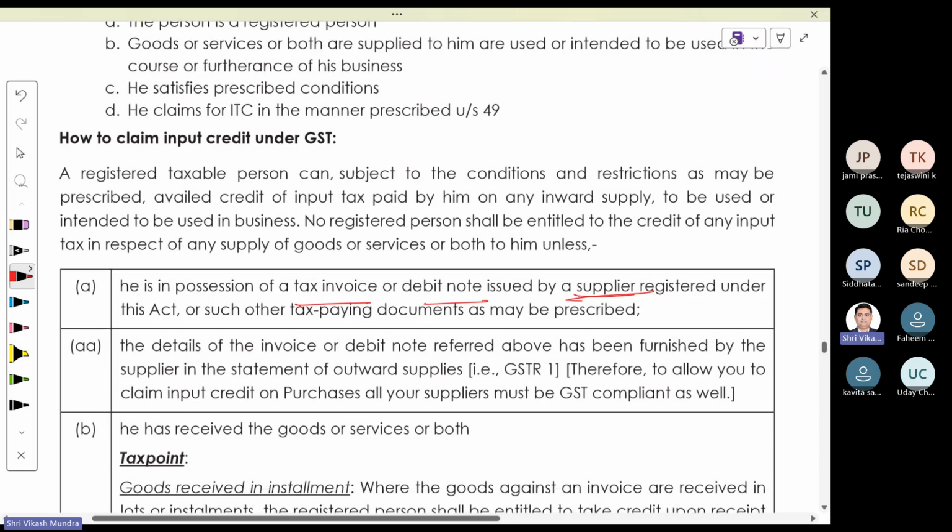This is very basic, obviously. If I am claiming that I have paid 10,000 as tax to Mr. X on acquisition of so and so goods, don't you think I should possess documentary evidence? Yes or no? Without possessing documentary evidence, shall I claim this way? Do you agree with me or not?